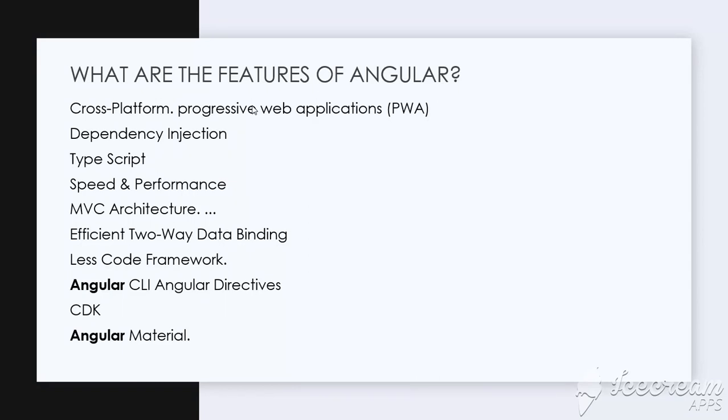And then we have this Angular Material. In Angular Material, you have some icons and all those different kinds of controls available to use on the front end UI. So these are all different features of Angular. So Angular is very rich in features. So let's go ahead.